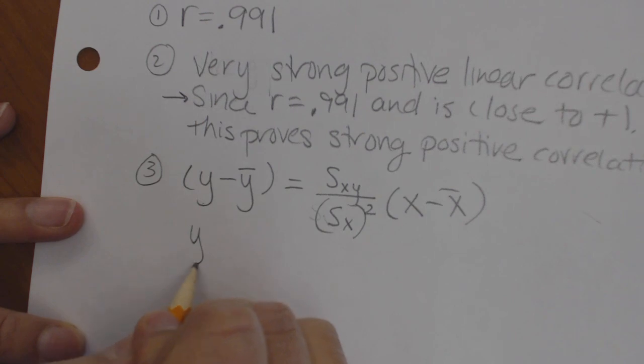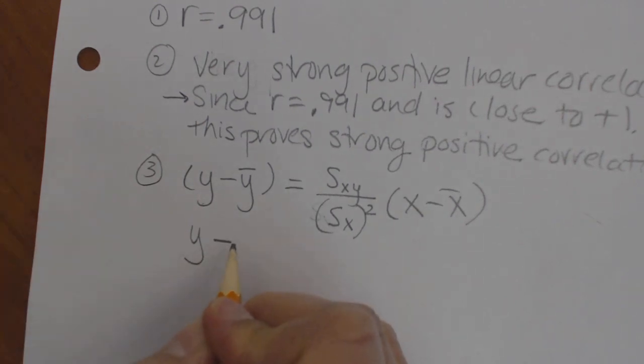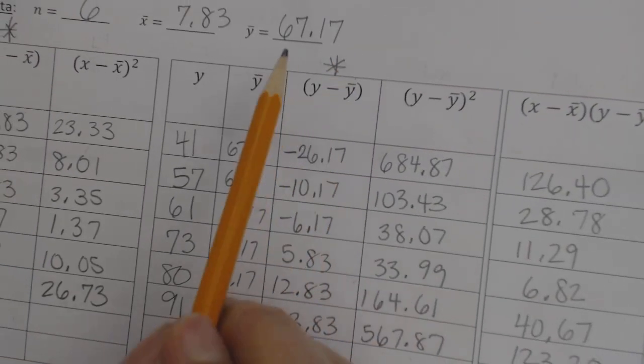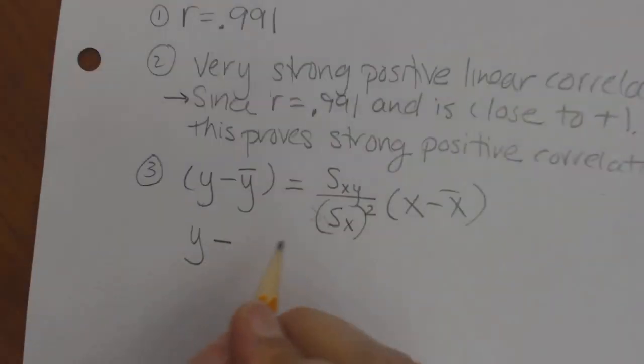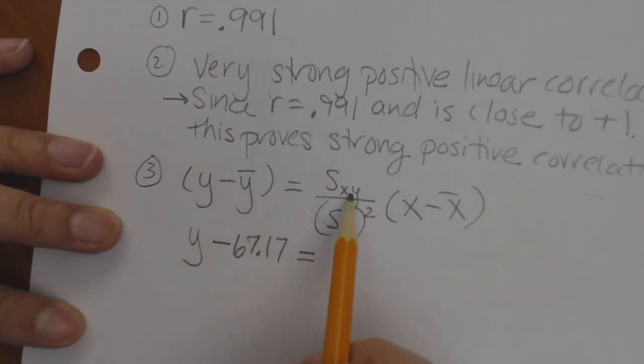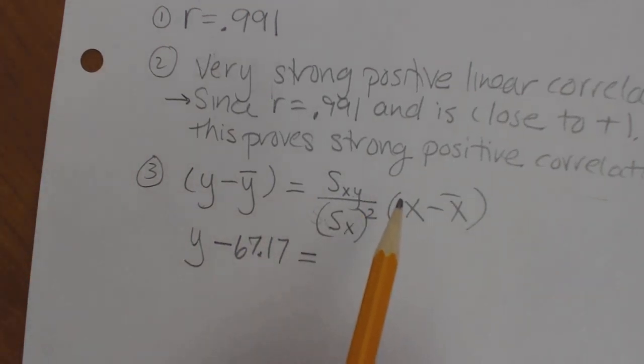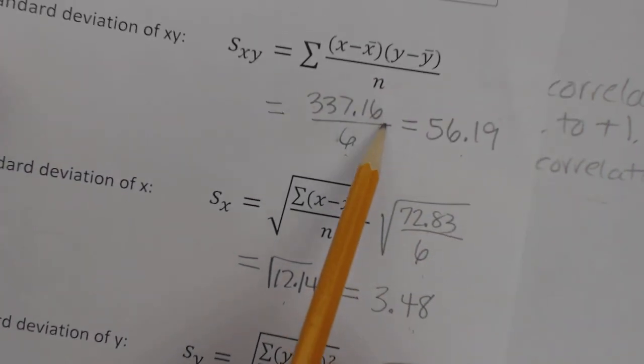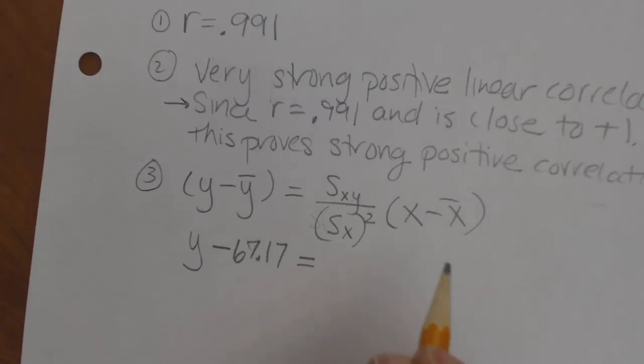This y stays, that's our variable, minus our mean of y. Take this sheet back out. Mean of y is 67.17. So y minus 67.17 equals s sub xy. We're going to go back to our sheet. It's right here, this number, 56.19.